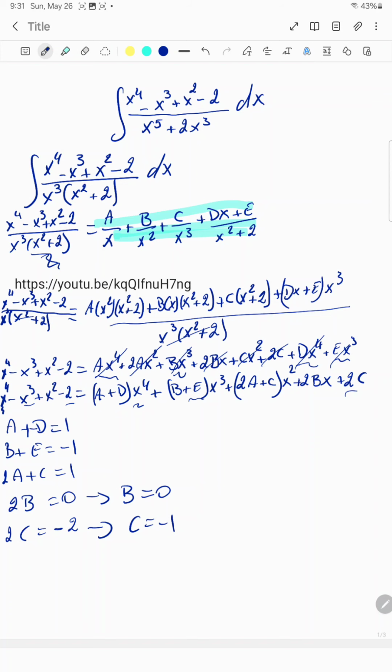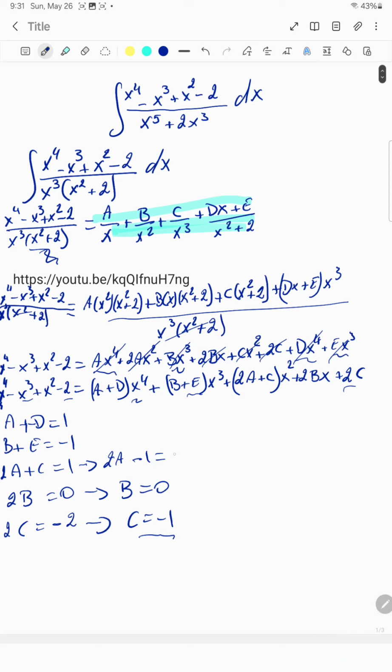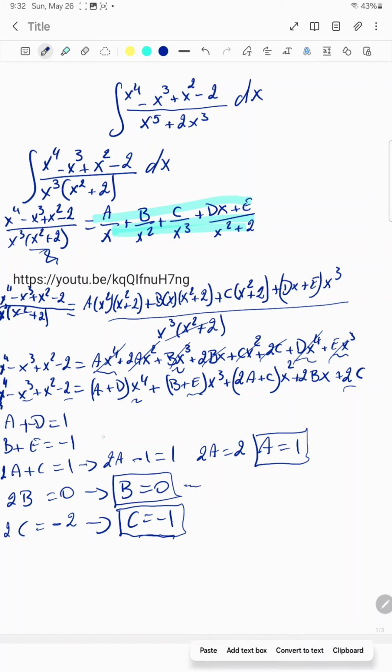And because c is equal to minus 1, I can replace c by minus 1 here. I would have 2a minus 1 equal to 1, so that gives me 2a is equal to 2. That means a is equal to 1. So let's put that so we can see it at the end. And I have b plus e is equal to minus 1, and I know that b is equal to 0. So here, that would give me that e is equal to minus 1.